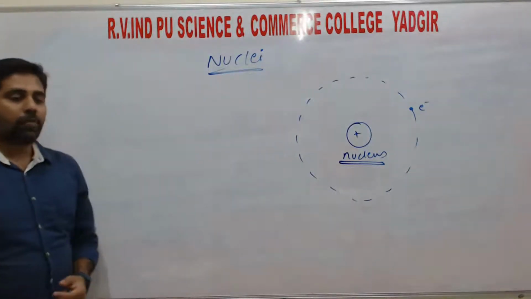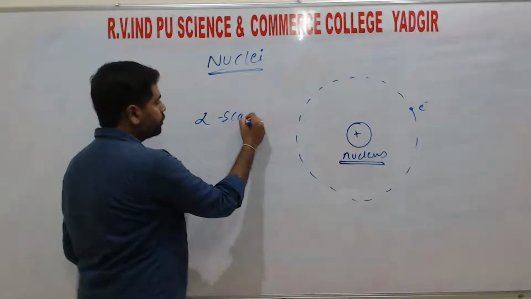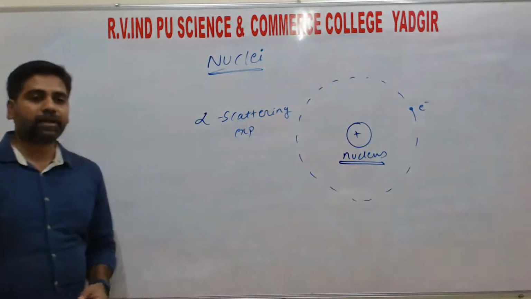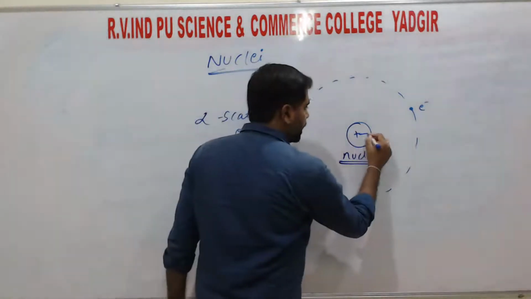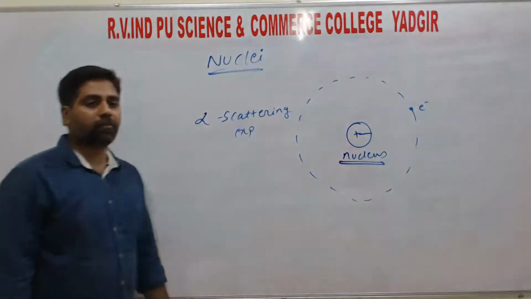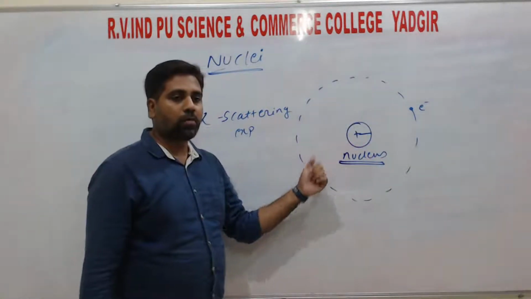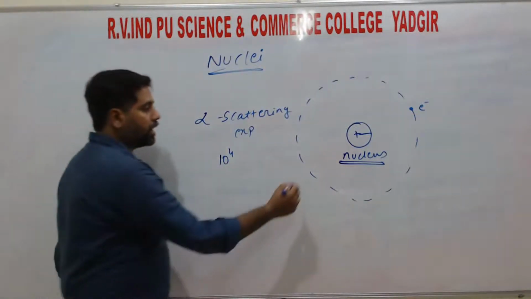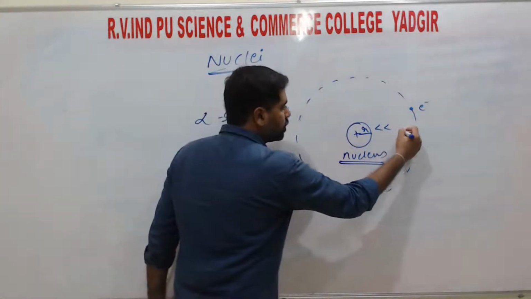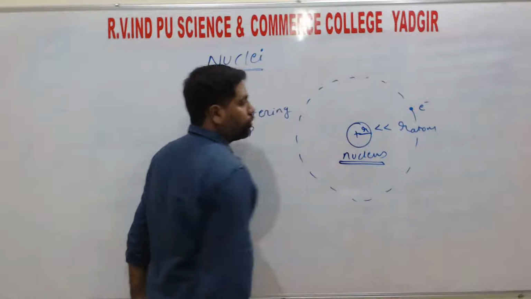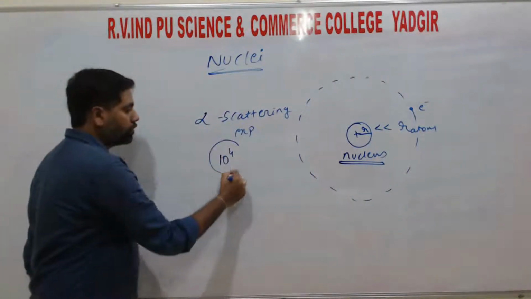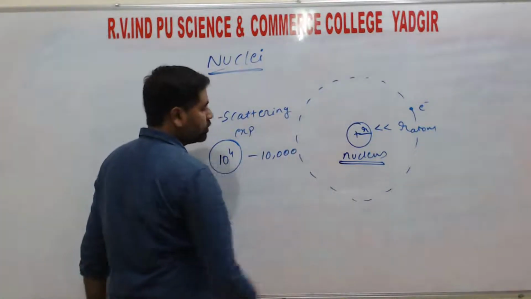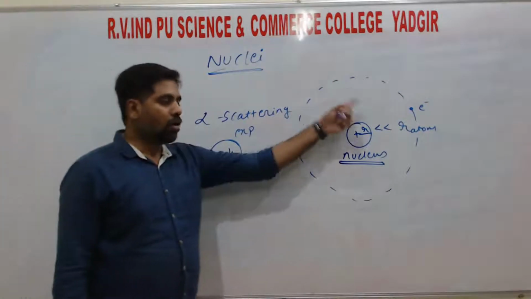Along with that, from the alpha scattering experiment, we discussed that the radius of the nucleus is very small compared to the size of the atom, of the order of 10 to the power of 4. That is, the radius of the nucleus is very small compared to the radius of the atom. Of which order? It is of the order 10 to the power of 4. That means its value is 10,000 times smaller than the size of the atom, right?